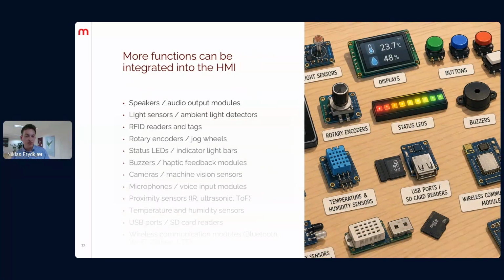The list of components that we can integrate is quite long. There are different component options such as speakers, light sensors, RFID tags, encoders, status LEDs, and so on. When these elements are considered together from the beginning, it becomes easier to manage space, sealing, cable routing, assembly, and the interface to the main PCB.